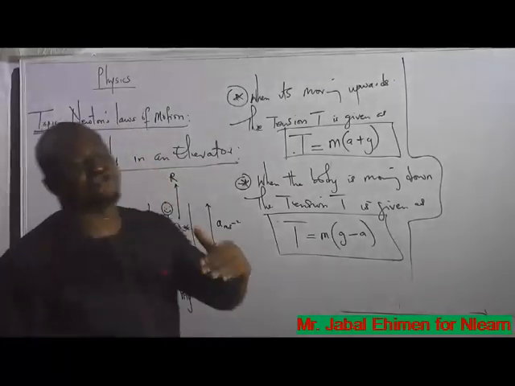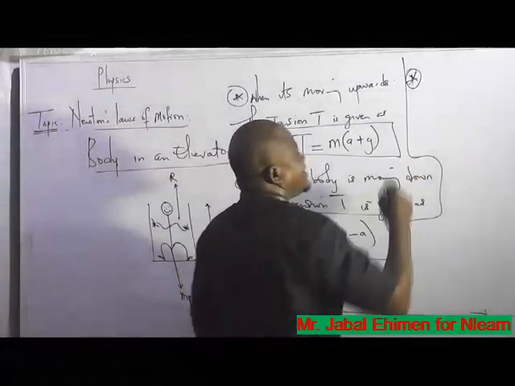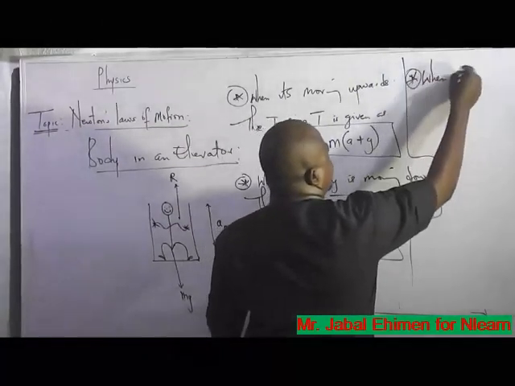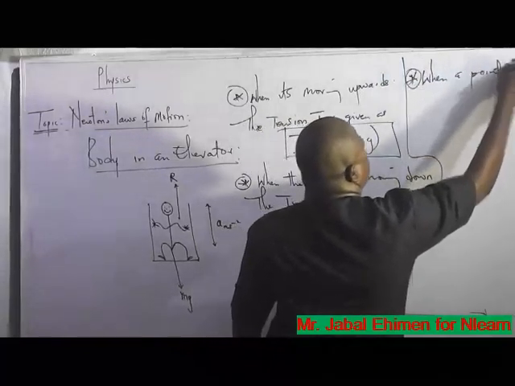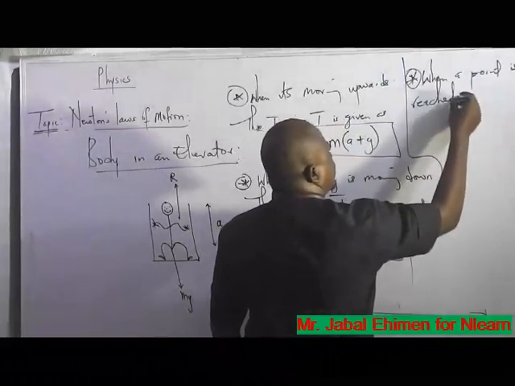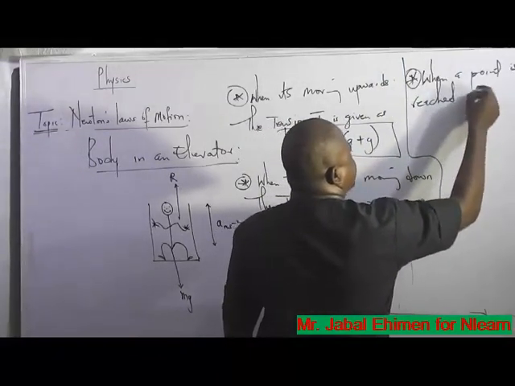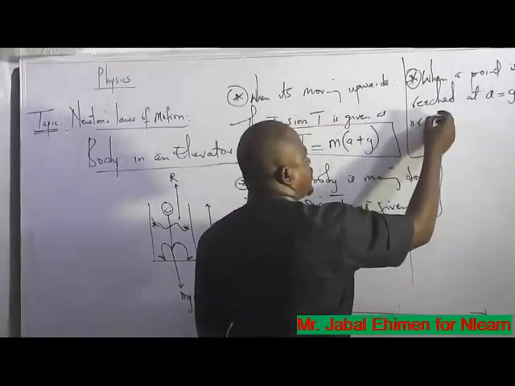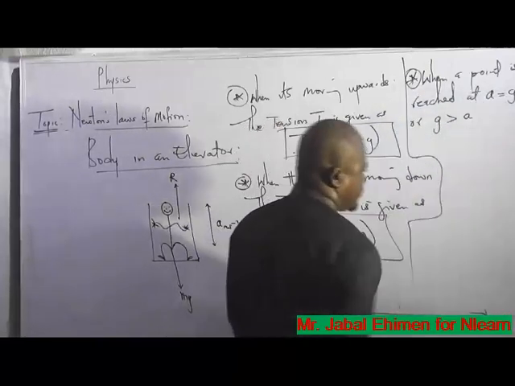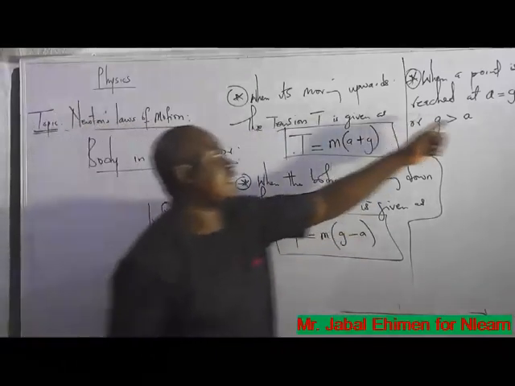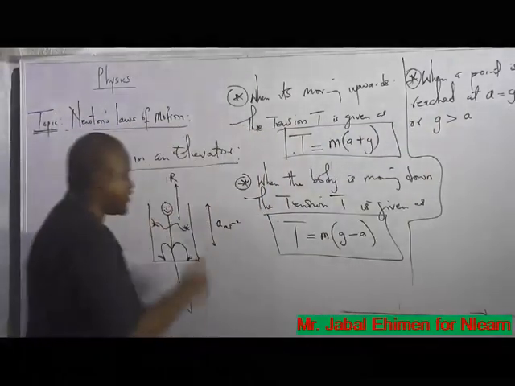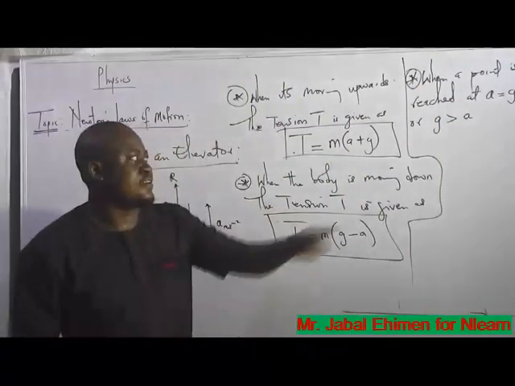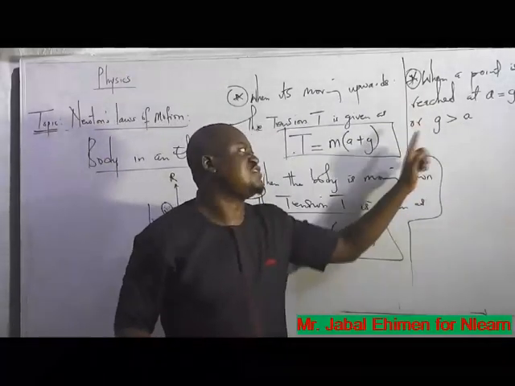A certain point is reached. That's the third stage. That certain point is reached at A equals G, or G greater than A. That's when the acceleration at which it is going down becomes equal to G or less than G, meaning G is now greater than it.